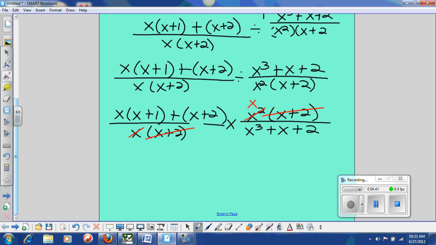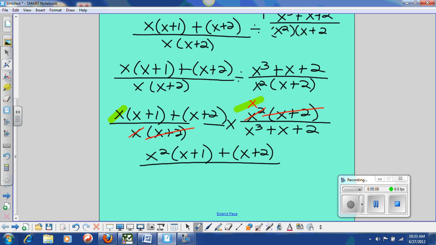So now let's look at what we have. We're going to take it, and that's going to give us on the outside this x times that x, correct? So that is going to give me x squared times x plus 1 plus x plus 2. Don't get confused with what you're adding, what you're multiplying. All over x to the third plus x plus 2.